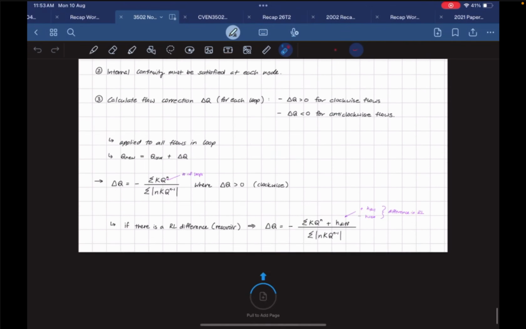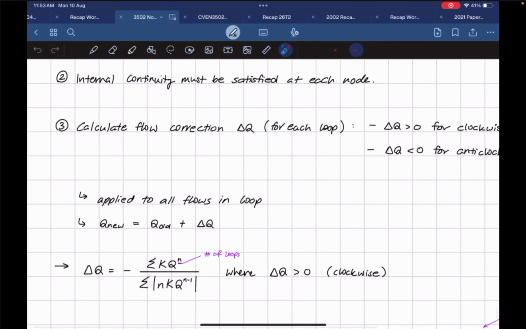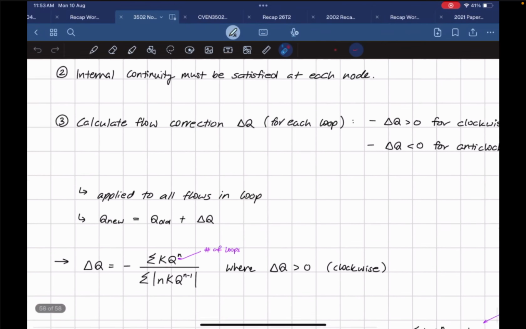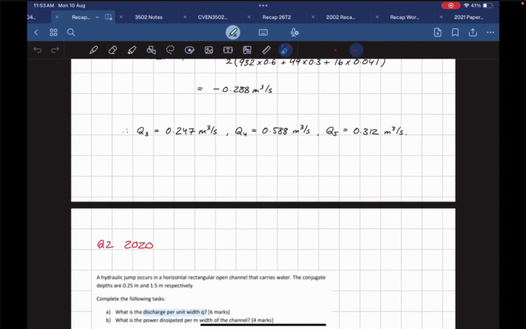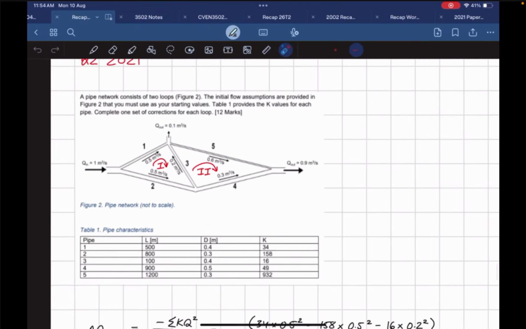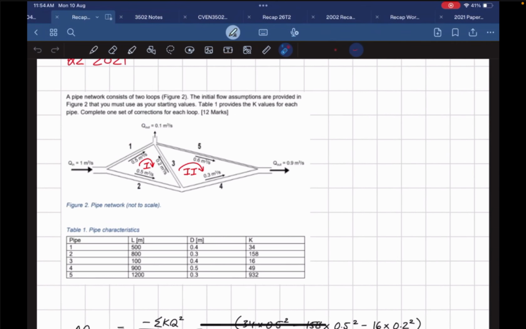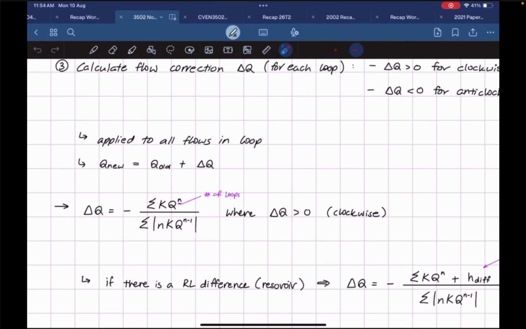It has to do with the derivation of the radius. Essentially, the question says to complete one set of corrections for each loop. Pretty much they're asking us to find the flow in each pipe, 1 to 5, after one loop. So essentially, we'll do just one iteration.